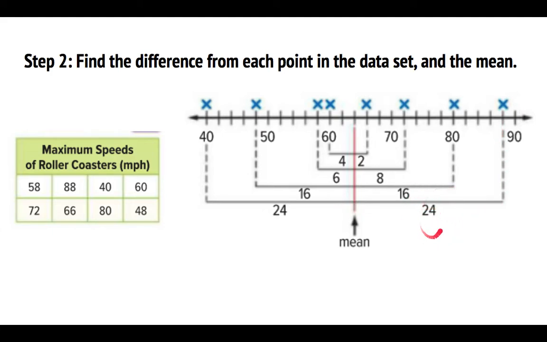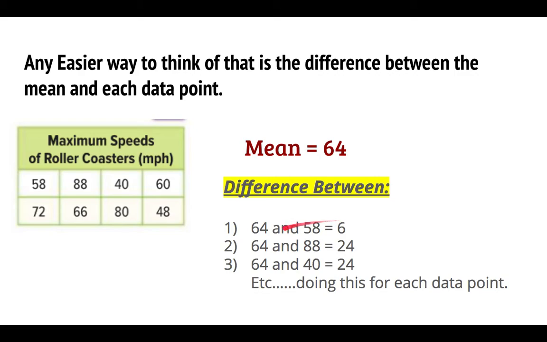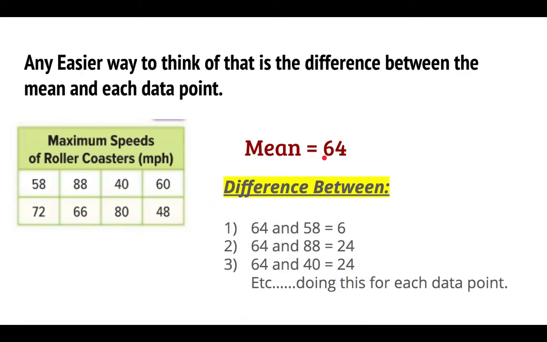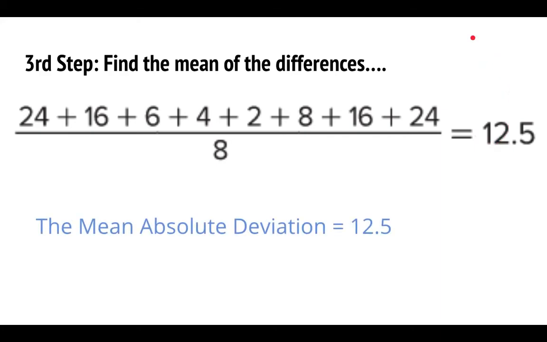It's just a visual display trying to show you that you're finding the difference between each one of these points and 64. So another way to look at that is here's the same data set, the mean was 64. You're basically just finding the difference between each number in the data set and this mean. Once you do that, you should have 8 differences, and then you add them up and divide by 8 to give you a mean deviation of 12.5. So the mean absolute deviation is 12.5. Again, it's the average of the differences from the mean.